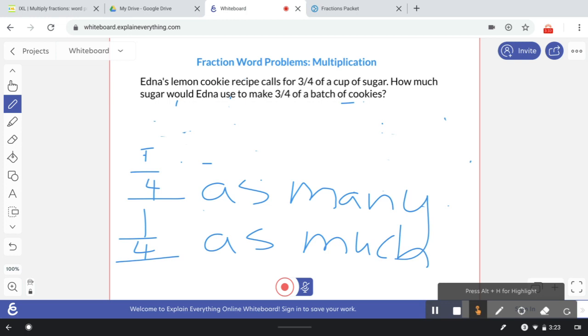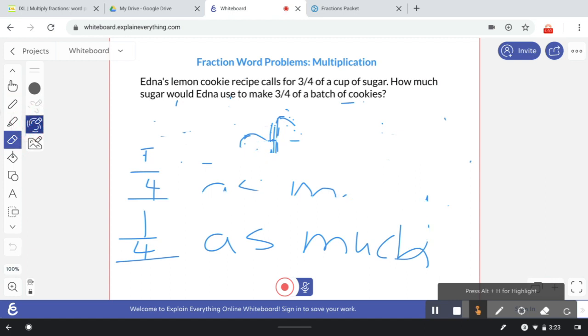If you have to pause this and write it down somewhere to help you remember, the keyword "of" means to multiply. "Blank as many" means I'm multiplying by that fraction, or "blank as much," I'm multiplying by that fraction. All right, so let's jump in to solving this problem.